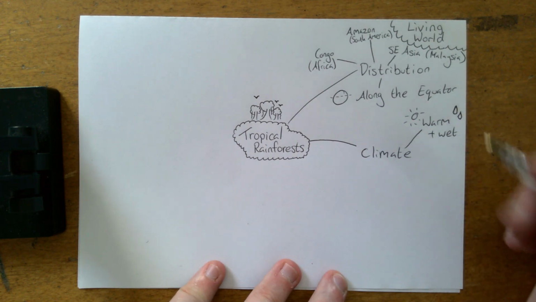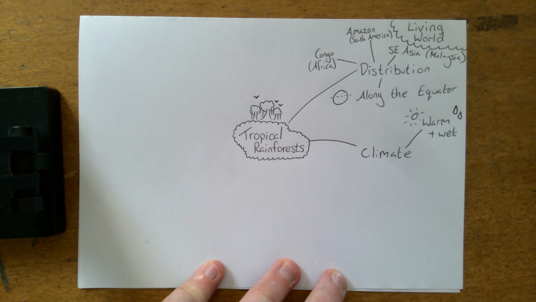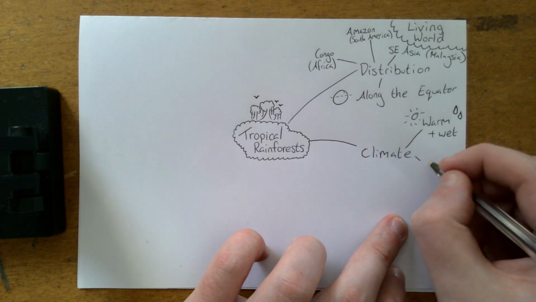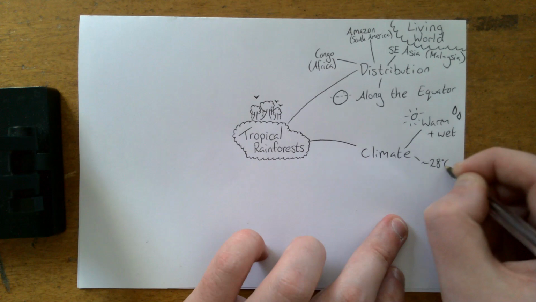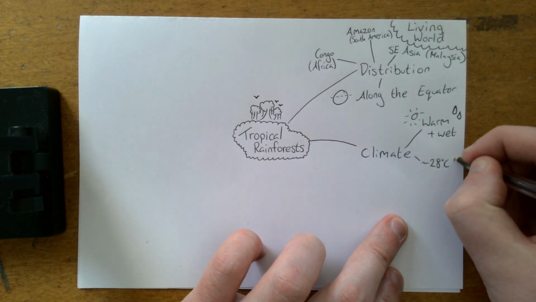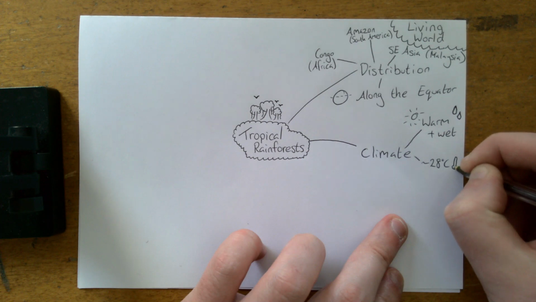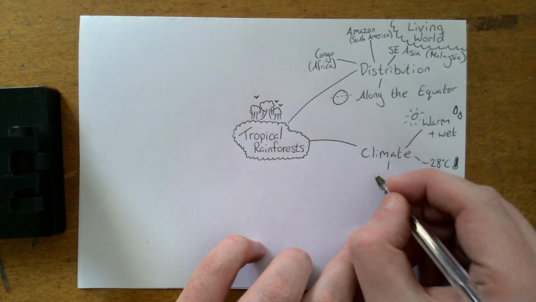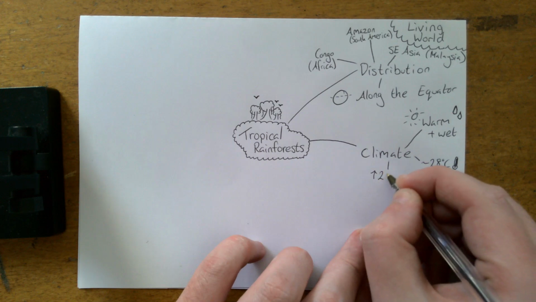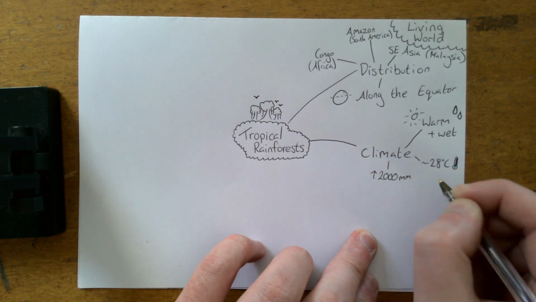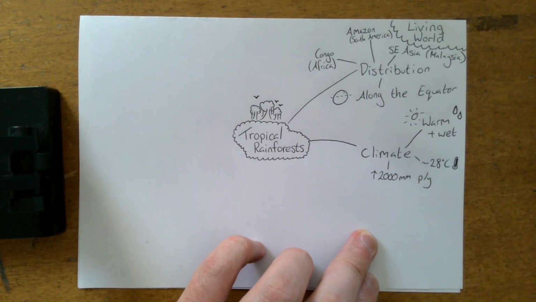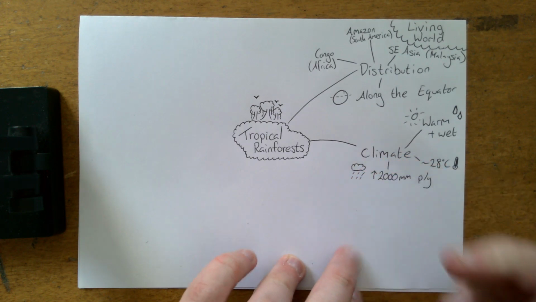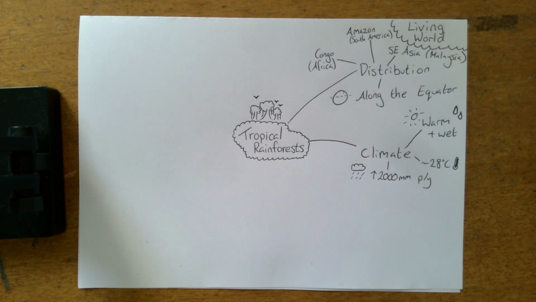Now, this is all well and good if you're asked to describe the climate, but sometimes you want to be a bit more precise. So you might want to add that they've got, on average, around 28 degrees Celsius. So we're talking about temperatures of around 28 degrees. And in terms of the amount of rainfall they get, well, they get upwards of around 2,000 millimetres per year. Okay, so lots and lots of rain. Kind of makes sense, it is a rainforest.